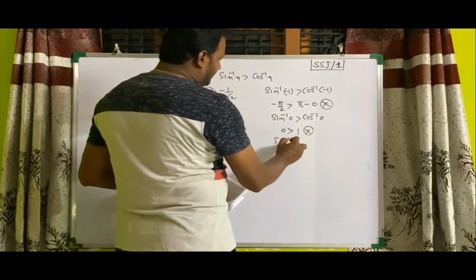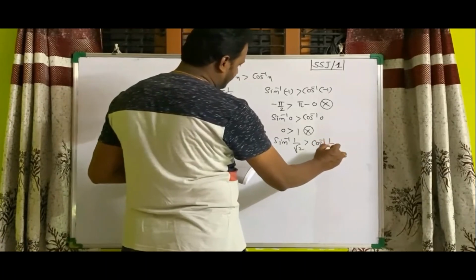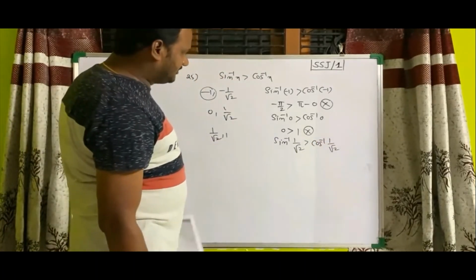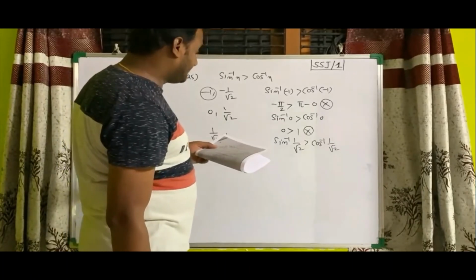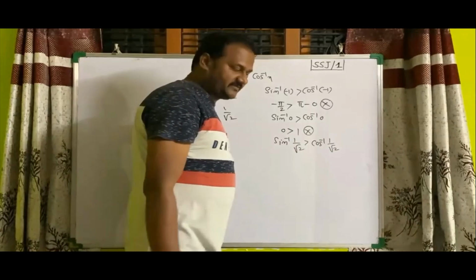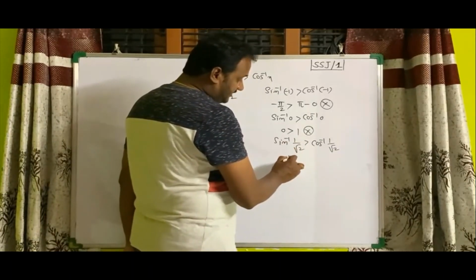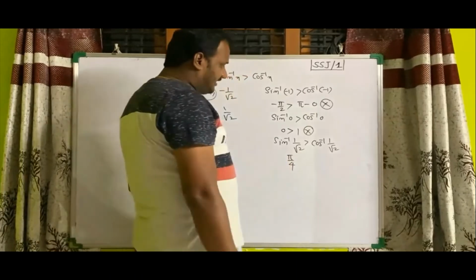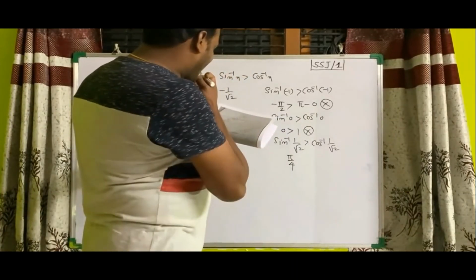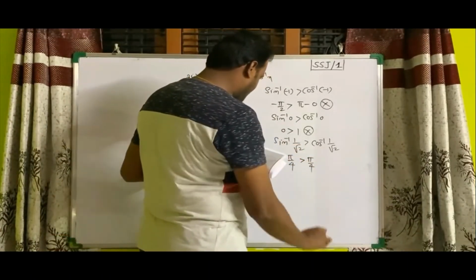So sine inverse 1 by root 2 is greater than cos inverse 1 by root 2. Right? So sine inverse 1 by root 2 is going to be how much? 1 by root 2 is equal to 45. So sine inverse 1 by root 2 is equal to sine 45. So sine 45 is nothing but pi by 4. And cos inverse 1 by root 2 is also equal to cos 45. Then this is greater than pi by 4.